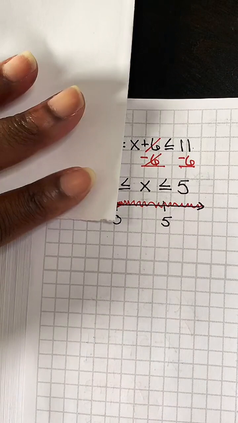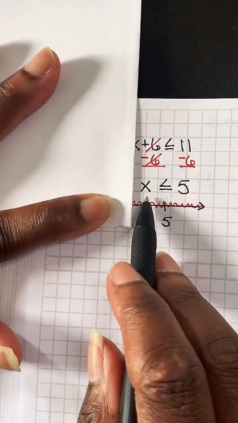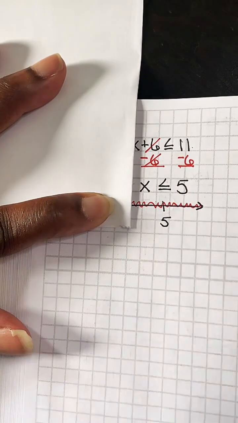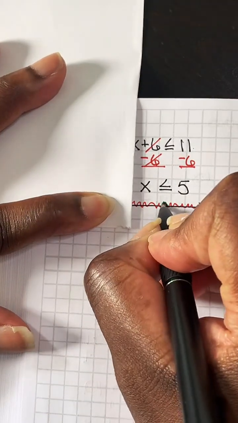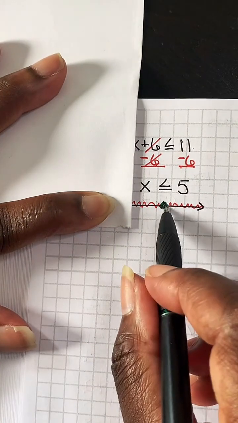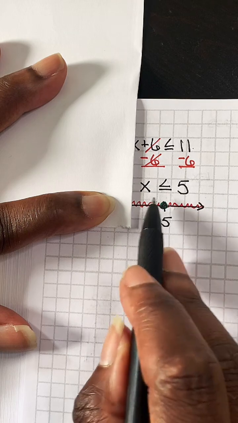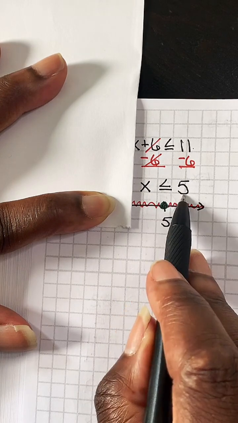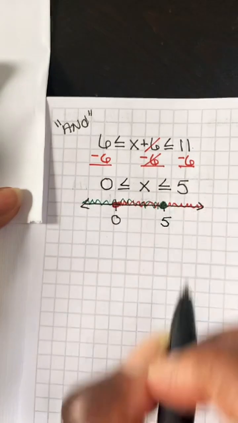And then you would shade the numbers all the way to positive infinity. So now, if I cover this up, this is saying x is less than or equal to 5. So that means it's including my 5. So there's a dot. But this time I'm shading to the left because the numbers are less than or equal to 5. So your shading will be around here.